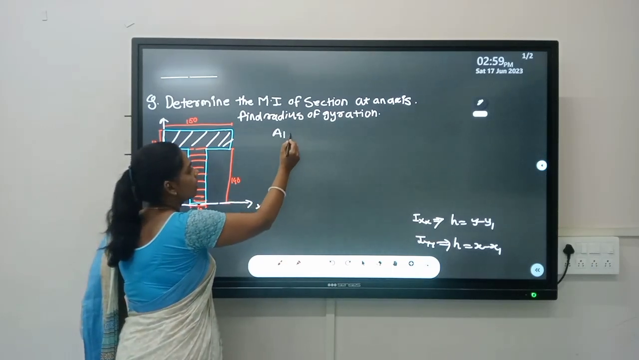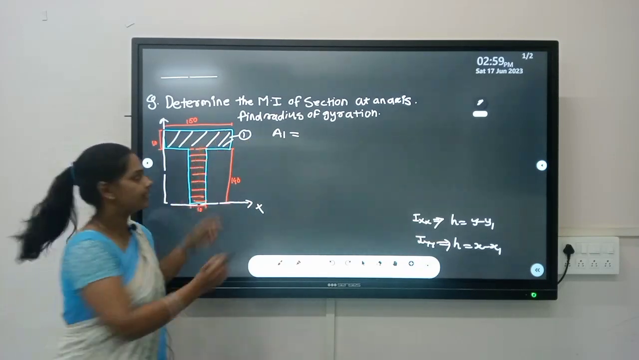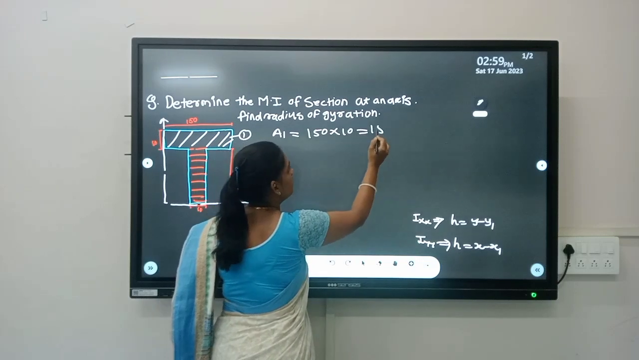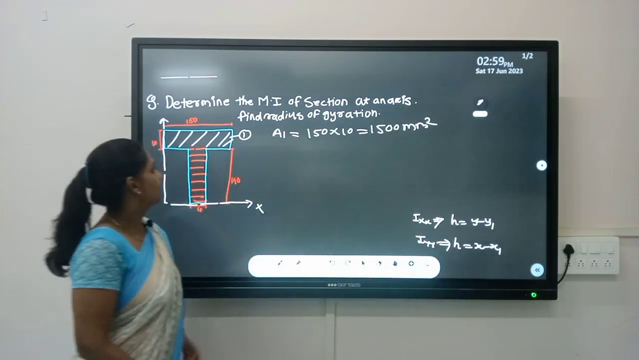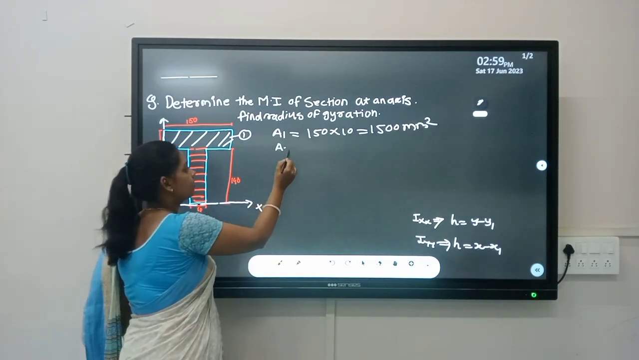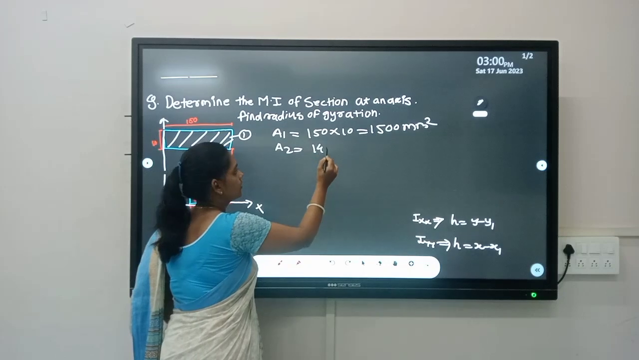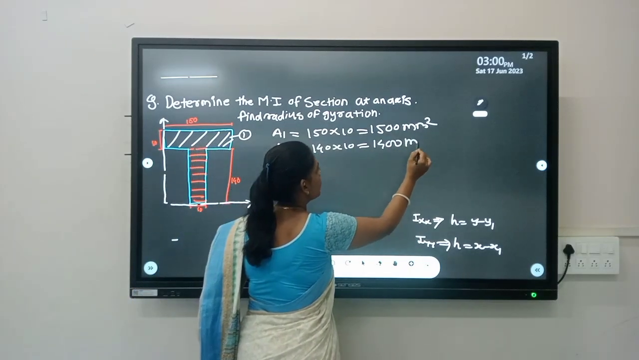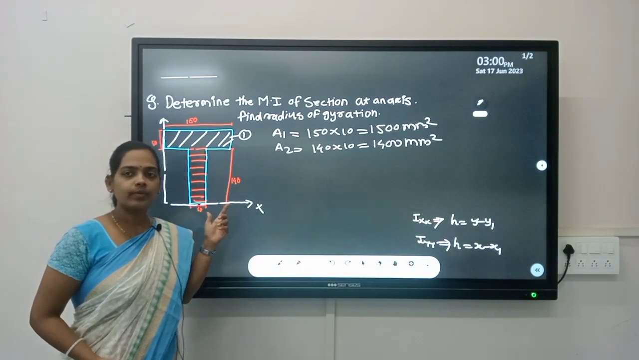Before that, we will calculate area of this first rectangle. What are the dimensions? 150 by 10. It becomes 1500 mm square. Then we will calculate area of second. It is 140 by 10. Becomes 1400 mm square. To calculate moment of inertia, what is the formula?